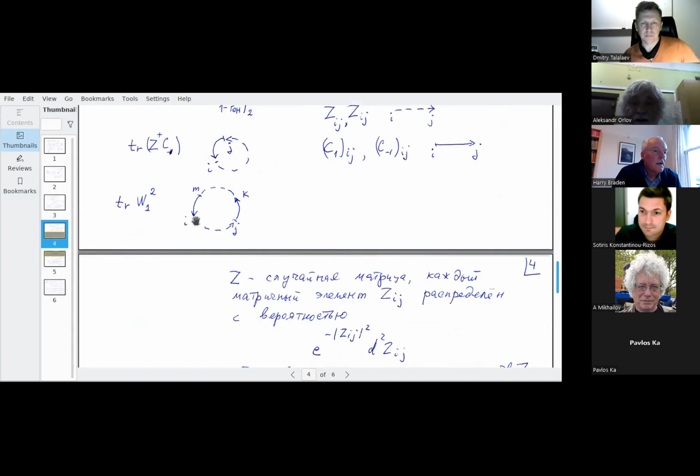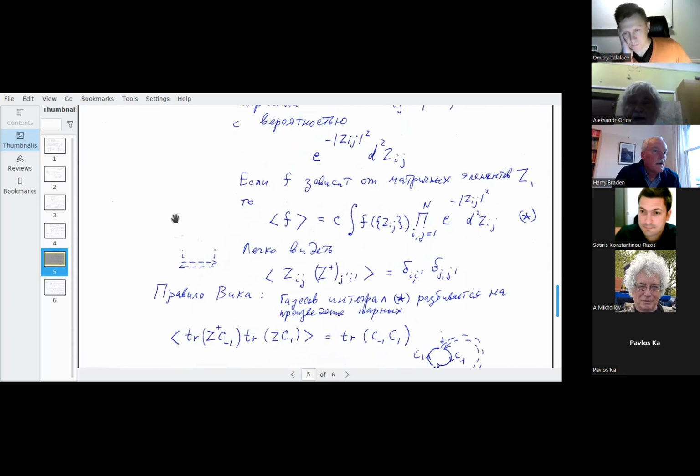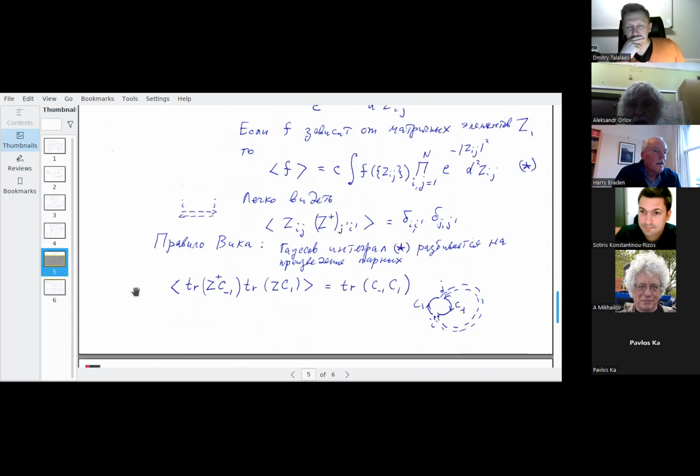Now consider this Z to be a random matrix. It means that each entry is distributed according to this law, the Gauss law, independently. Each entry is independent. For the whole matrix, with many entries, we have this probability measure, and the average of any function of entries is given by this formula. Here there is some normalization constant.